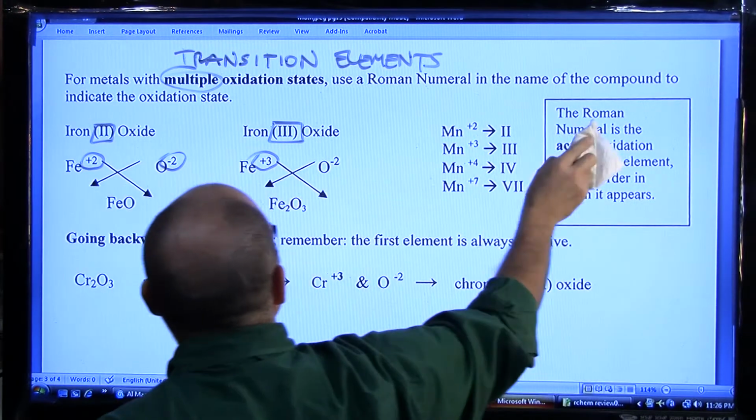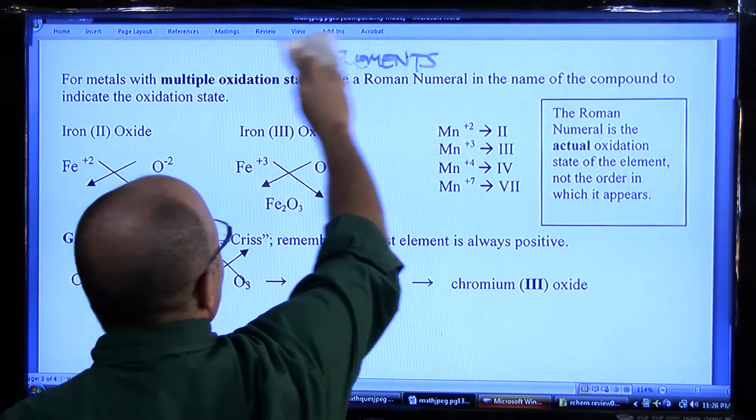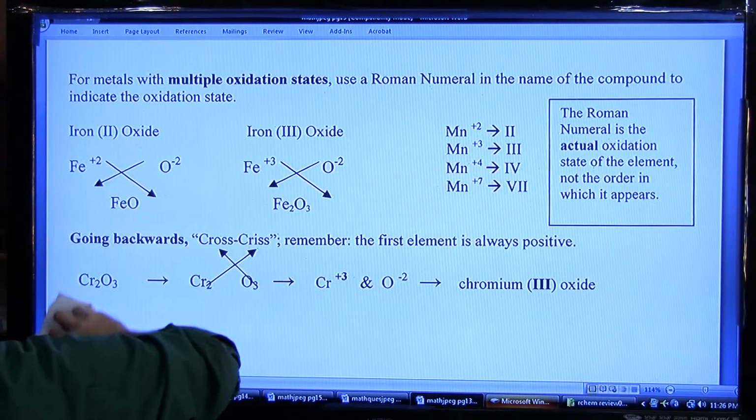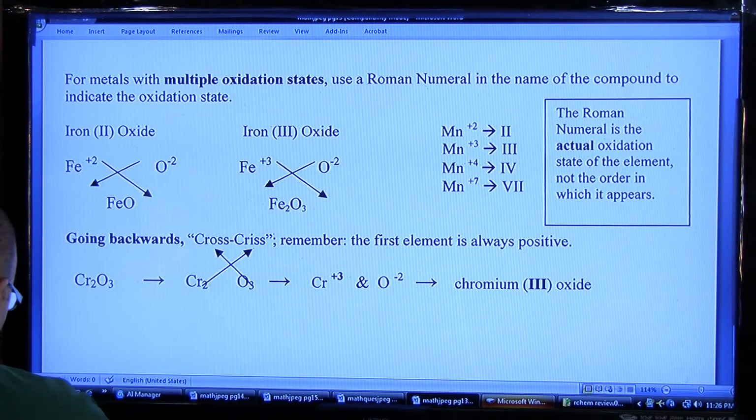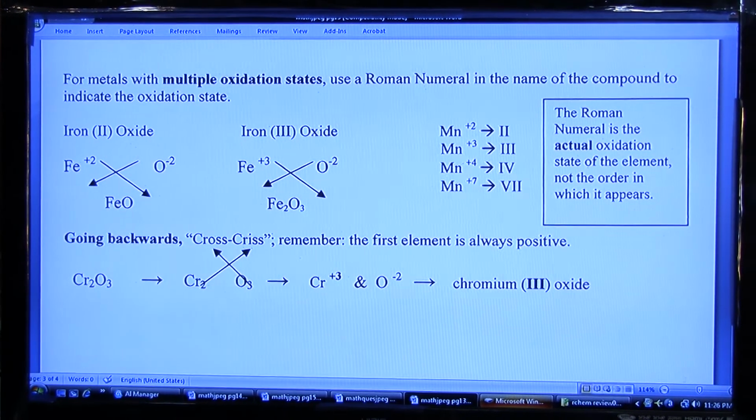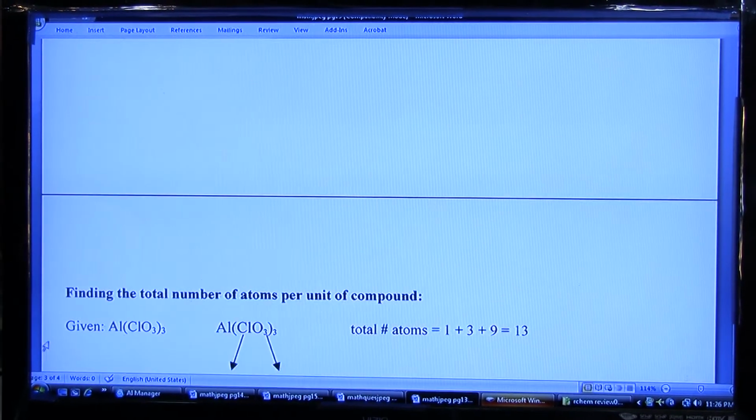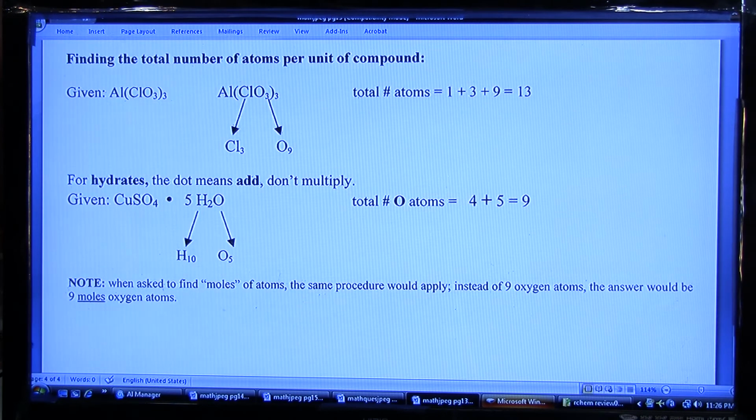Okay, let's continue. That's pretty much it on formula writing. Let's continue now, just breaking down once again, understanding what the formulas mean. And that is, let's start counting atoms. All right, it says here, finding the total number of atoms per unit of compound.